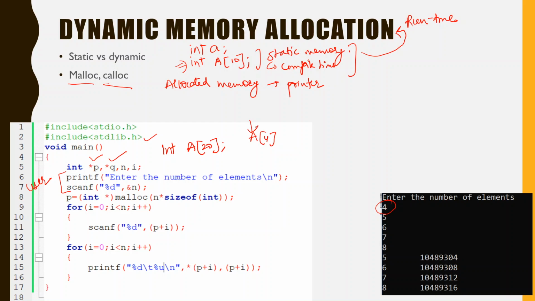So p equals integer pointer malloc, and this is the call of the malloc function. Now let us understand this call first. malloc requires a single parameter, the number of bytes that are required for the storage. malloc is the name of the function, and it returns a void pointer.